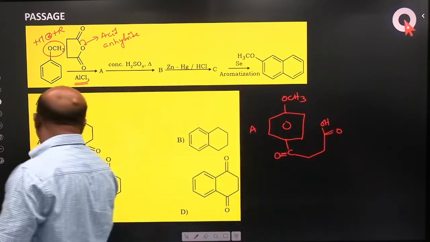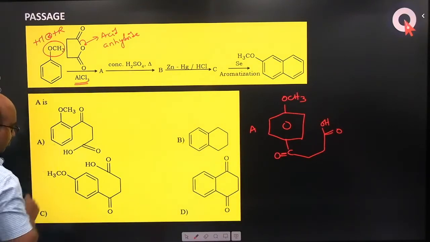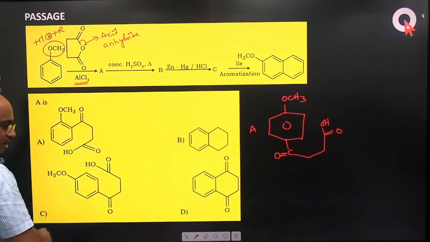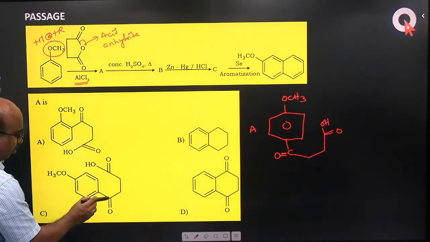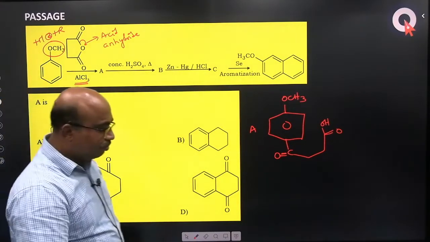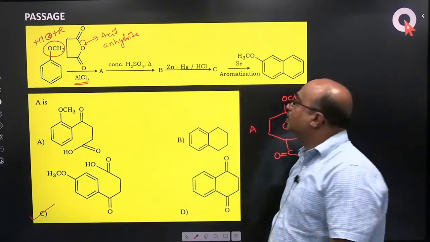So what is given as A here? This is given with OCH3 at the ortho position. This is anyhow directly in the ring which we formed, so that is not a possible case at this stage. But this OCH3 and this C double bond O are in para position. So your option is C. Anyway, all the other products that we see.